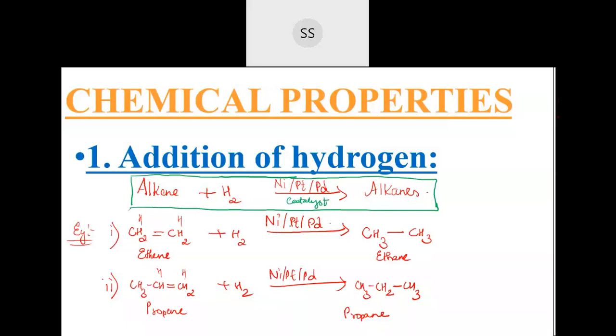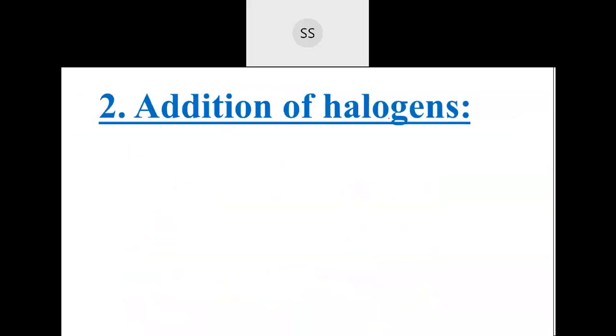Okay, next chemical property. The first one was addition of hydrogen, which is simple. The second one is addition of halogen. If you take alkenes and make them react with a halogen, I am taking it as X2 because most halogens exist in diatomic form, like Cl2, Br2, I2. They exist as gas, and diatomic also. So X2 I am taking.